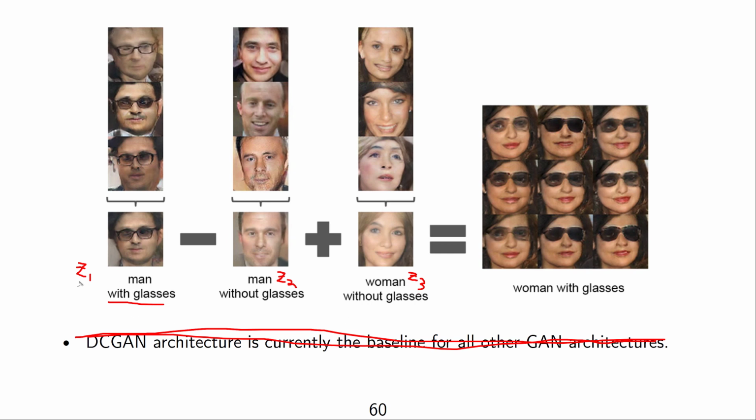What you can really do is take, this is a 100-dimensional vector, set 1 minus set 2, 100-dimensional vector, plus set 3. Then you have this idea that man with glasses minus man without glasses plus women without glasses is a woman with glasses. This was inspired by the arithmetic that you can do with word embeddings.